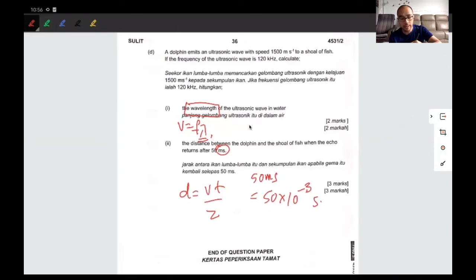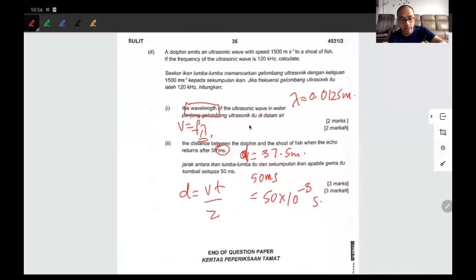Okay, I'll just give you the answer here. Lambda equals 0.0125 meters. Here, sorry, D, distance, equals 37.5 meters. Okay, give that a try, use this formula.